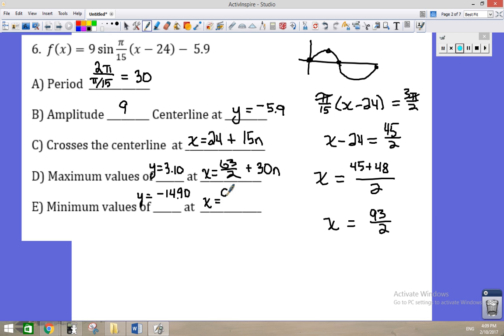So if we substitute in 93 over 2 for x, then I claim that this is going to be 3 pi over 2. Then the sine of 3 pi over 2 is negative 1, and you'll have negative 9 minus 5.9, which is negative 14.9. You'll be at a minimum. And if you're a period away from this, plus 30 n, you'll be at this minimum value, for values of n that are 0, plus or minus 1, plus or minus 2, plus or minus 3, and so on. You input that into this function, and the output of this function is going to be this minimum value.